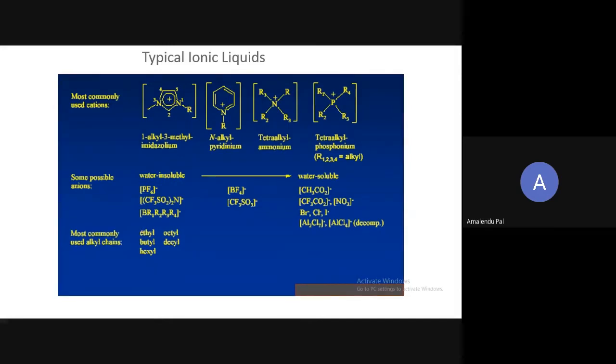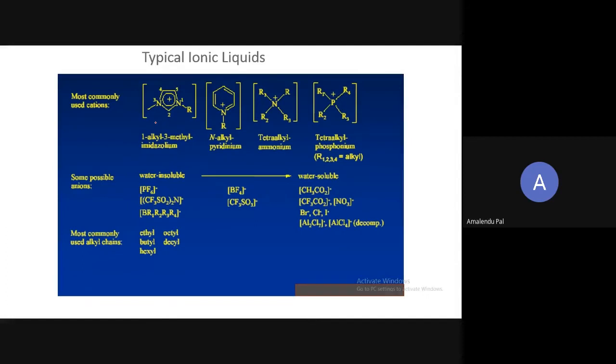Once you change it, how many? If you take here, there are 5 alkyl chains you can put here. I mean, you can get 5. If it is 1-ethyl-3-methyl, then 1-butyl-3-methyl, then 1-hexyl-3-methyl, then 1-octyl-3-methyl, and 1-dodecyl-3-methyl imidazolium. But this is the 5.